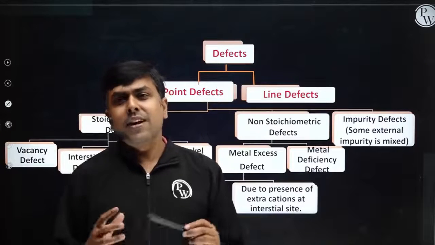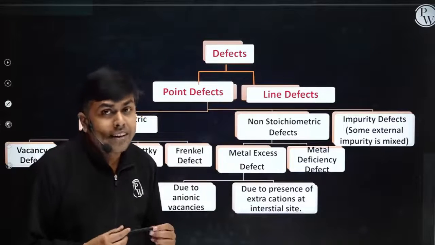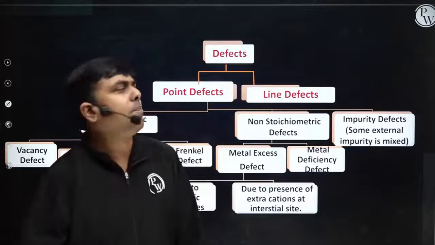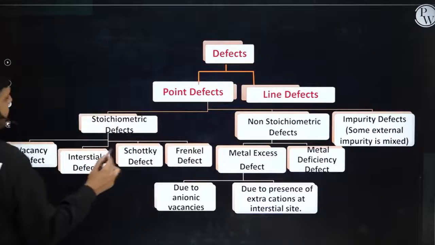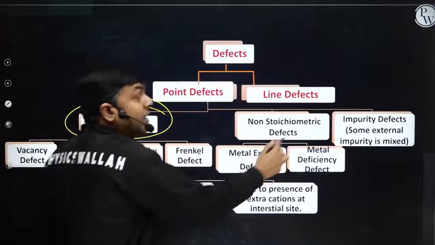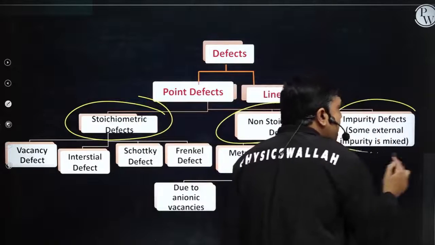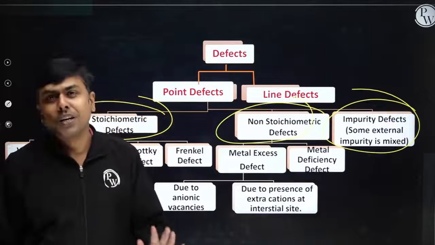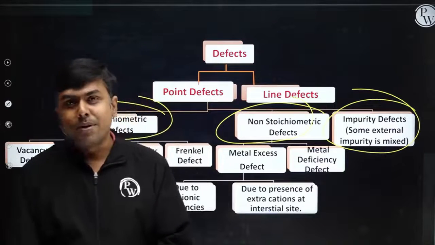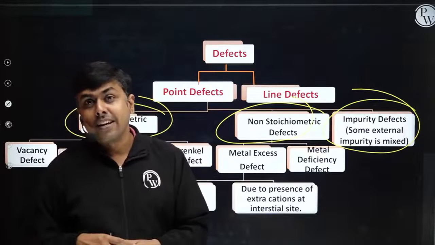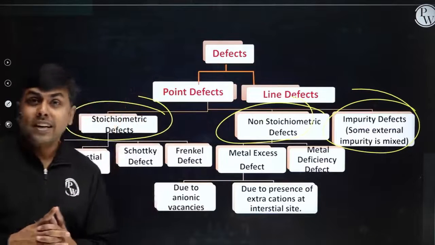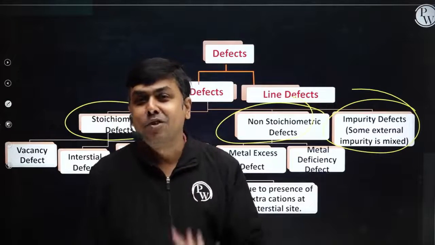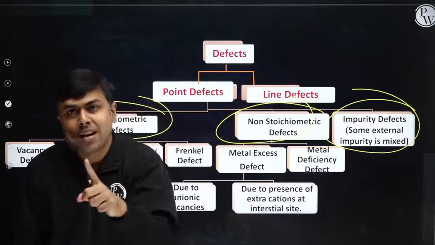Student, if I classify this point defect, it is further classified in 3 different categories: stoichiometric defect, non-stoichiometric defect, and impurities defect. We'll discuss all these defects briefly, don't worry. First, let's focus on this stoichiometric defect. It's further classified in 4 different categories, that is interstitial defects, vacancy defect, Schottky defect, and Frankel defect. So we have 4 different types of stoichiometric defect.